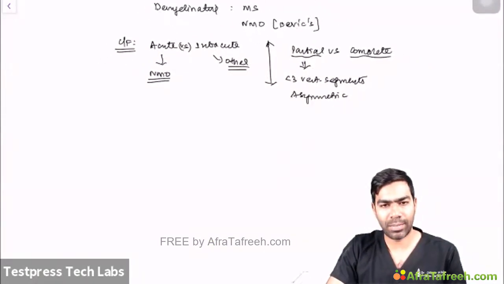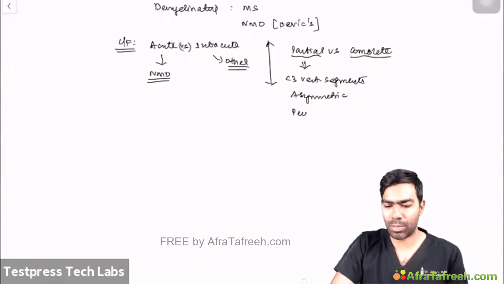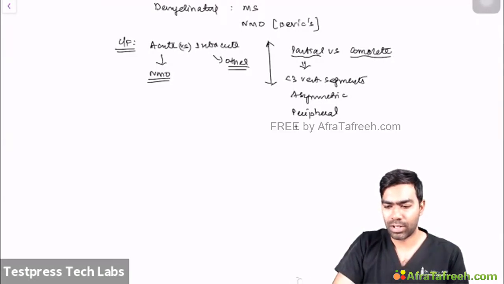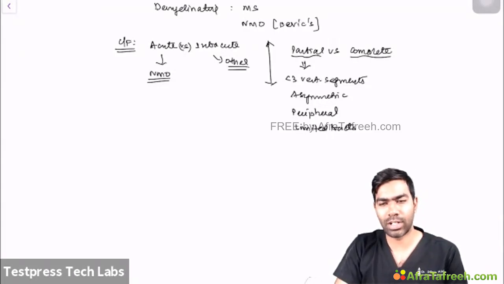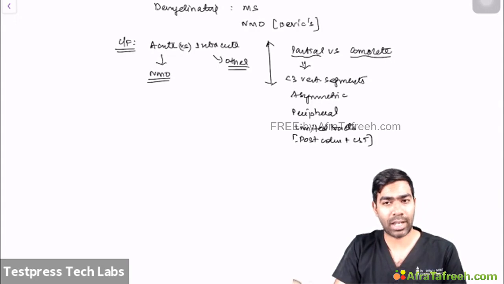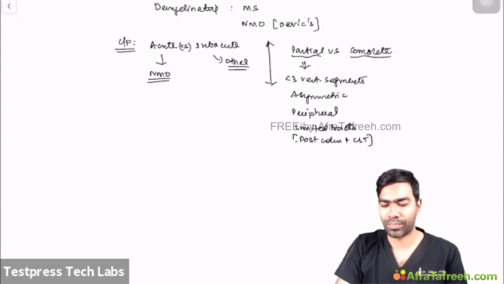So they'll be more asymmetric in nature, and they'll be predominantly peripheral in location. Like a compressive myelopathy, they come from the side, more peripheral. They'll affect only limited tracts, which means they will involve mostly the pyramidal tract and the posterior column. Sometimes the spinothalamic tract may be spared. Very commonly, they'll involve the posterior column and the corticospinal tract. The spinothalamic tract may be spared, and they can have a dissociative kind of sensory loss also.